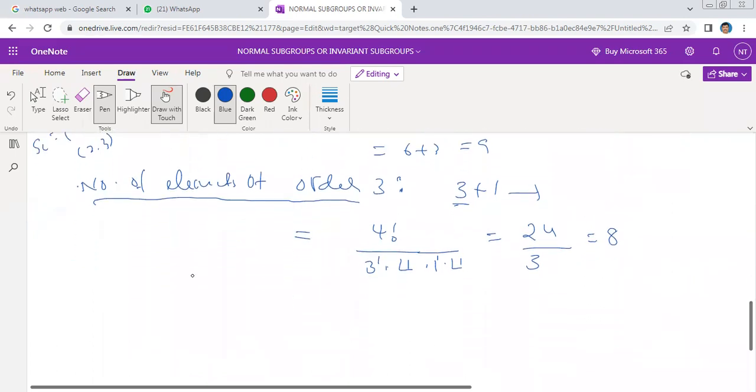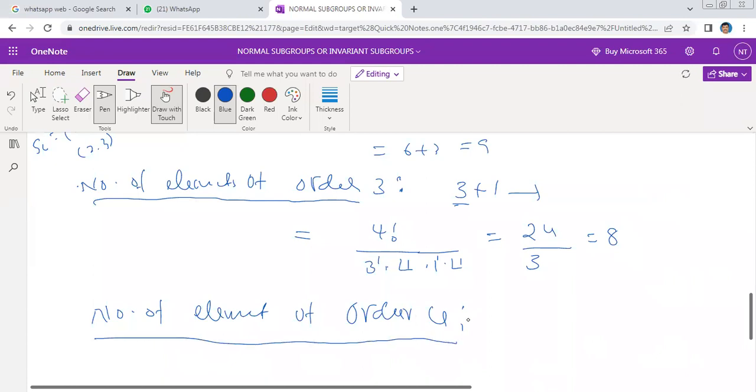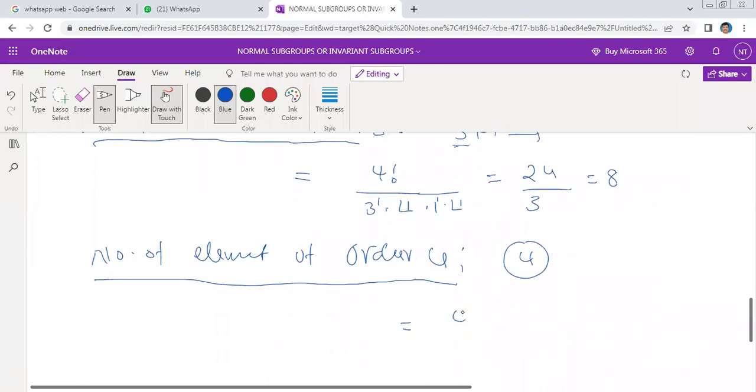So finally, the number of elements of order 4. Now what is the partition in this case? 4 only. Only 4 is one number there. Can you say the answer please, anybody? 4 is only one time. 4 factorial by 4 power 1 into 1 factorial. Because only one 4 is there, 24 by 4 is equal to 6.